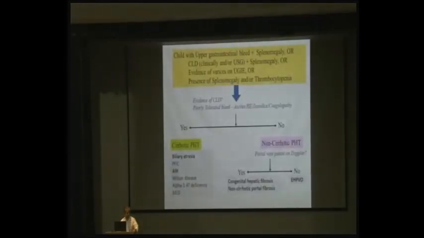So this is our departmental protocol. How do we approach children with portal hypertension, and how do we diagnose congenital hepatic fibrosis? Patients presenting with hepatomegaly or variceal bleed or splenomegaly or thrombocytopenia, we look for evidence of CLD. Label as either cirrhotic or non-cirrhotic portal hypertension. Then on the basis of Doppler, if there is cavernoma, then it is EHPVO, and if there is no cavernoma, then the patient may be either congenital hepatic fibrosis or CHF. The ultimate diagnosis will be biopsy based.